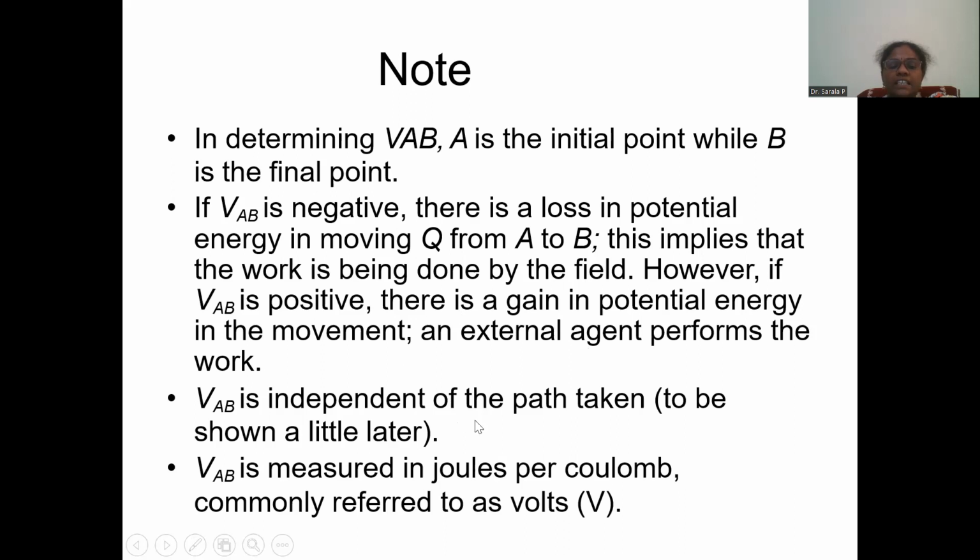VAB is independent of the path taken. It does not depend on how the path is, whether it is circular, a line, or whatever the path is. VAB is measured in joules per coulomb, that is, joules of work or energy per coulomb.